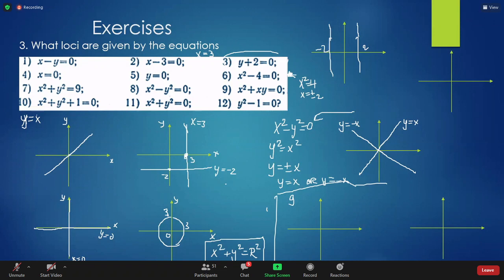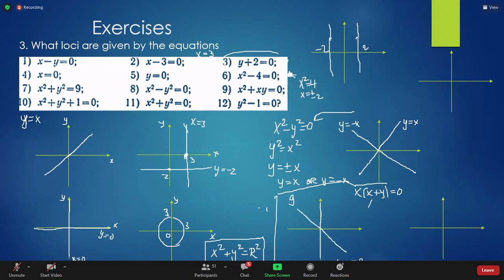So we have two possibilities. This equation will be true either if x is 0, no matter what y is. So one possibility would be x is 0, and that is the y-axis. And the second possibility, x plus y is 0. That means y is minus x. That would be this line. So we have a pair of intersecting lines.